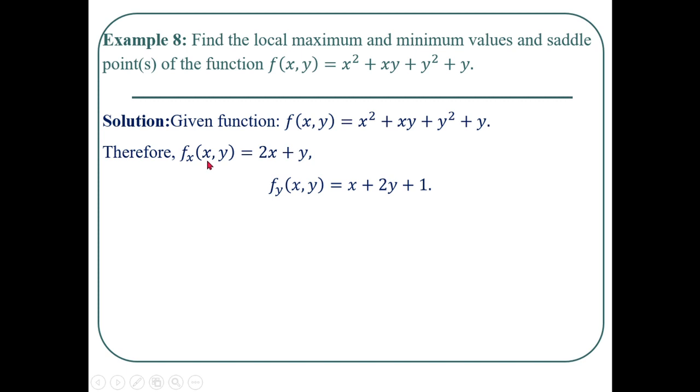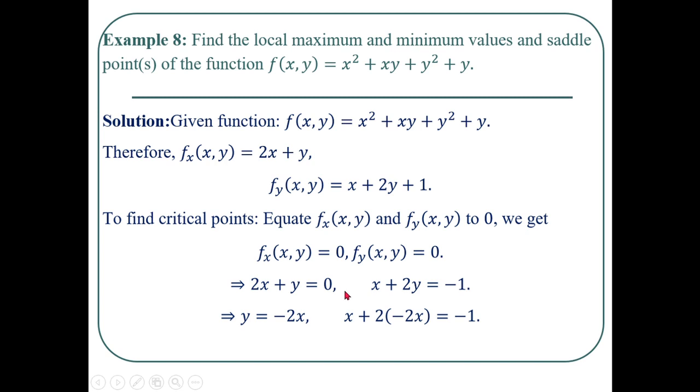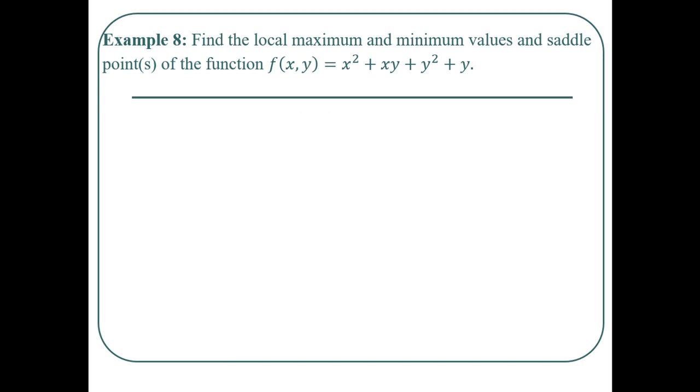To find the critical points of f(x,y), we have to equate f_x and f_y with 0, and we get 2x plus y is equal to 0 and x plus 2y plus 1 is equal to 0. 2x plus y is equal to 0 gives us y is equal to minus 2x, and we can substitute this in the other relation. We get x plus 2 into (minus 2x) is equal to minus 1. So it will be x minus 4x is equal to minus 1, means minus 3x is equal to minus 1. So 3x is equal to 1 and x is equal to 1 upon 3.